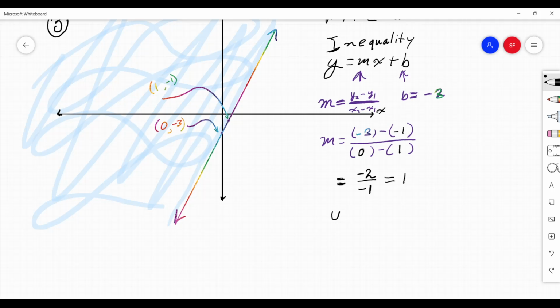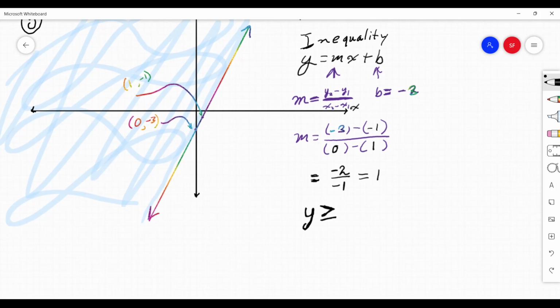So did I shade above or below the line? Shade above, so it's going to be greater than. Is it a solid line or a dashed line? A solid, so greater than or equal to. What did I write? Y is greater than or equal to 2x minus 3.